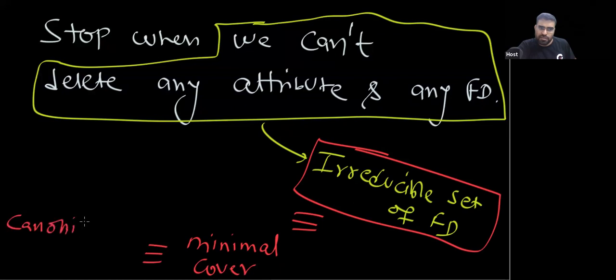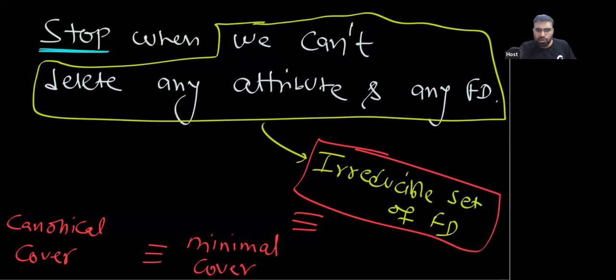Is this clear? Did you understand when to stop? You will stop when you cannot delete any more attribute or any more FD. Then it simply means you got your minimal cover. Let me know, understood?